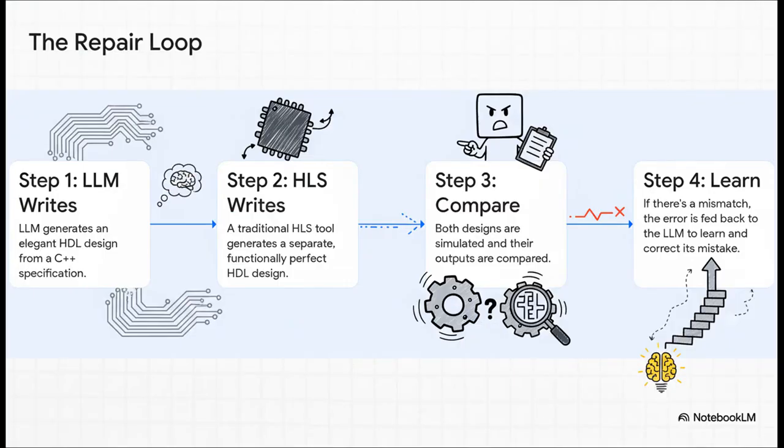Okay, so here's how this awesome process works. First, you have the LLM student write its elegant, efficient code. At the exact same time, you have the HLS teacher create its own clunky but guaranteed to be correct version. Then, you test them both. If the student's answer doesn't perfectly match the teacher's, the system points out the exact mistake to the LLM and says, try again. It's this amazing feedback loop.